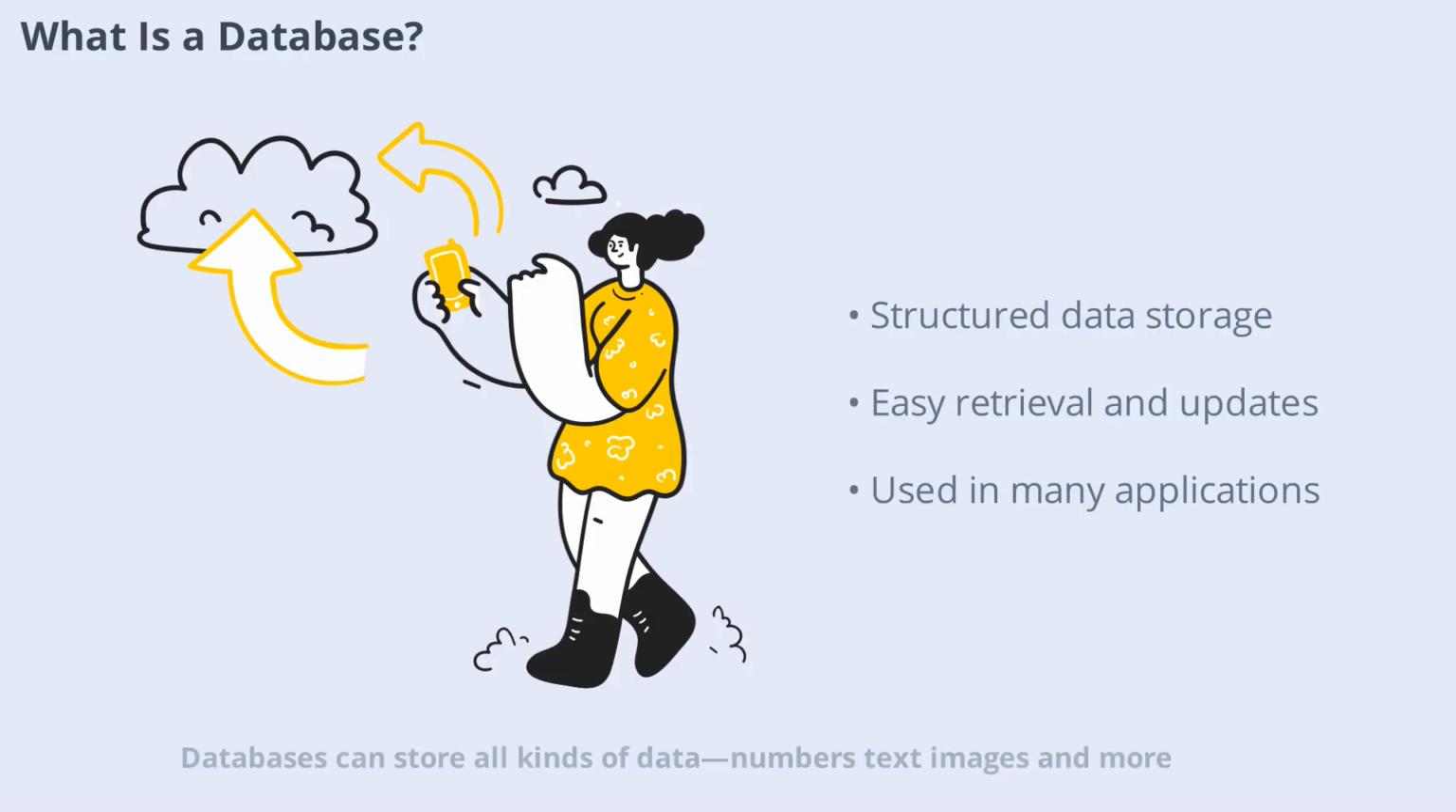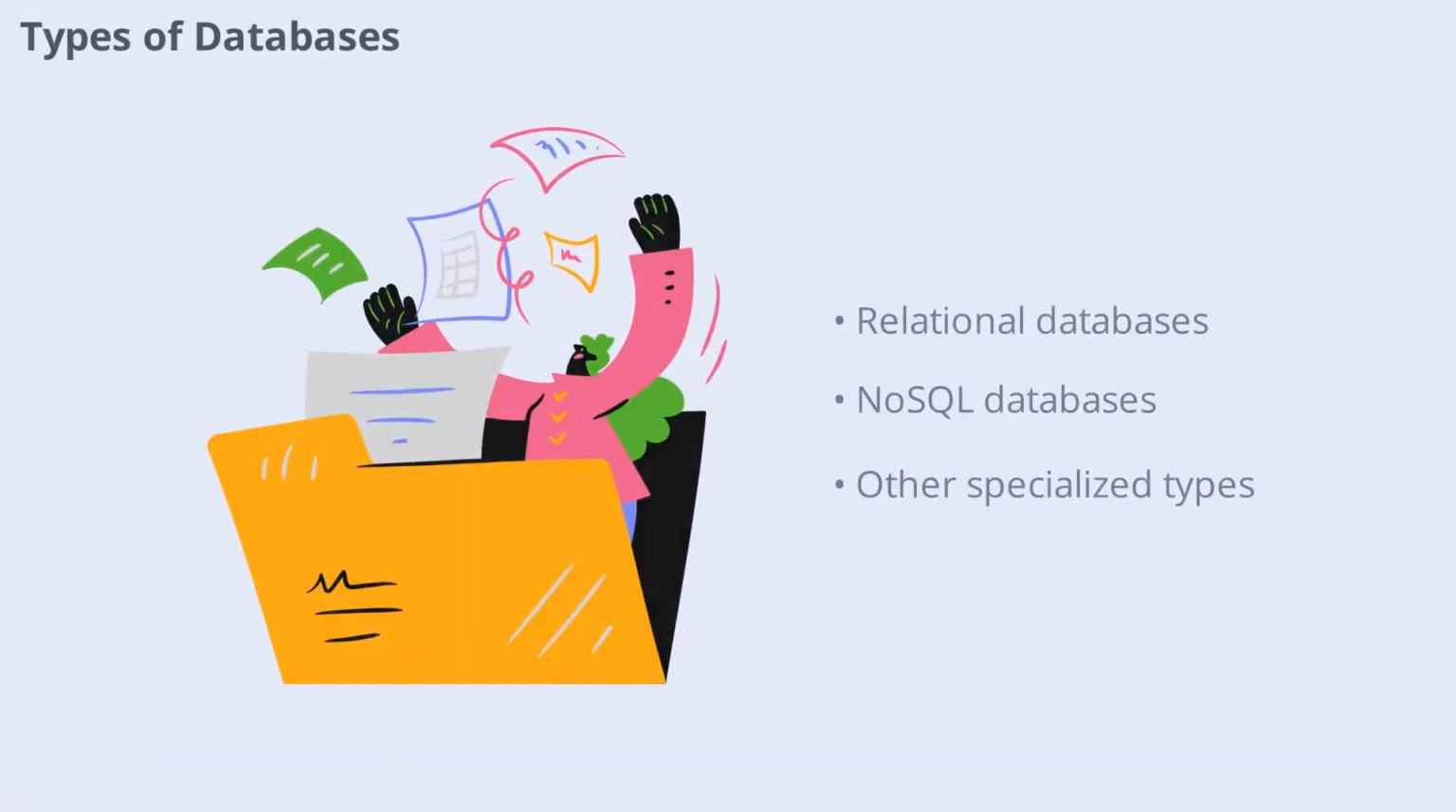Databases can store all kinds of data: numbers, text, images, and more. They're used in countless applications, from online shopping carts to hospital records. The structure and rules that govern how data is stored and accessed are what set databases apart from simple data storage methods.